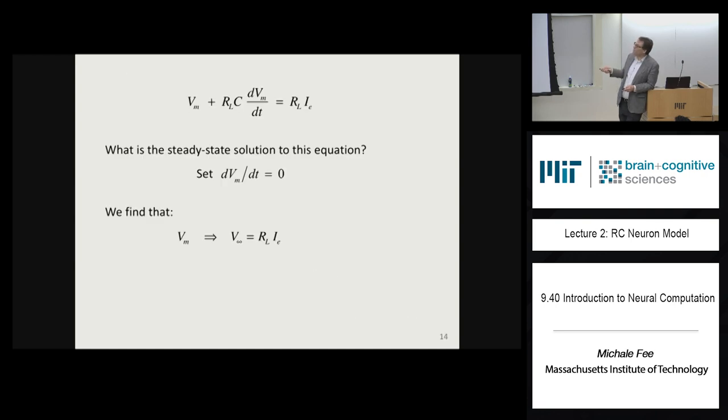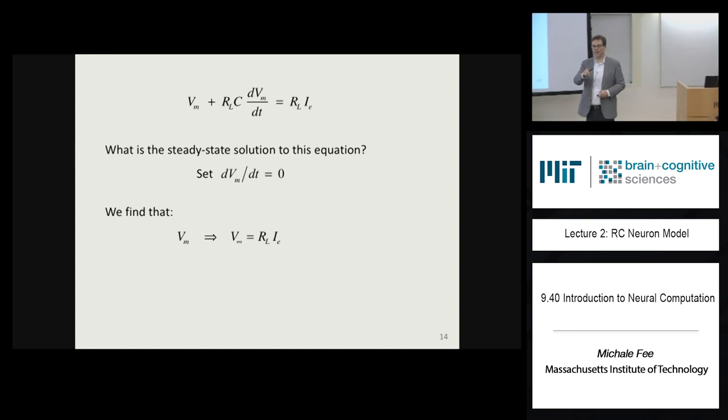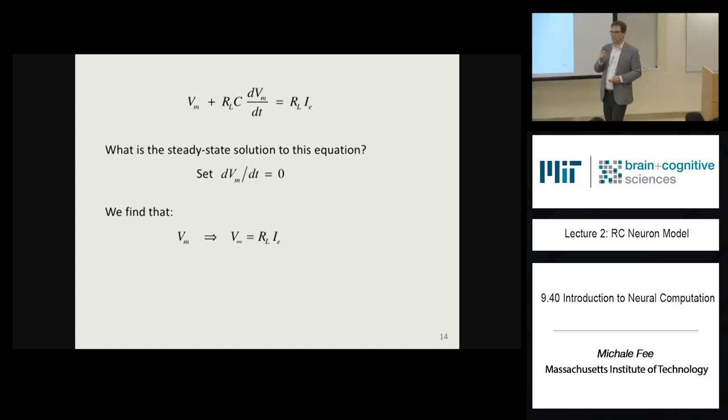V infinity is defined as R L times I E. It's a definition. Sorry, I should have put three lines there to indicate that it's the definition. Yeah, that's a very important question. What's your name? Rishi. Rishi, okay. I'm going to make an attempt to remember names.